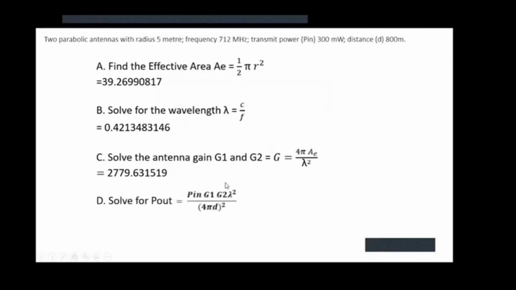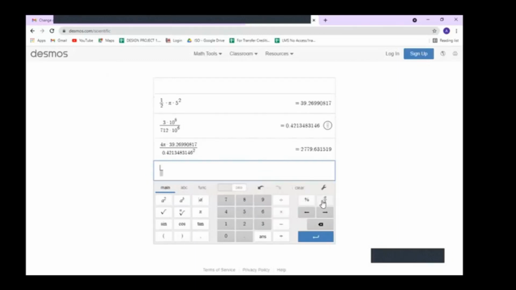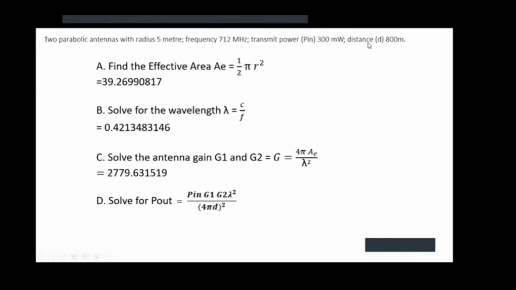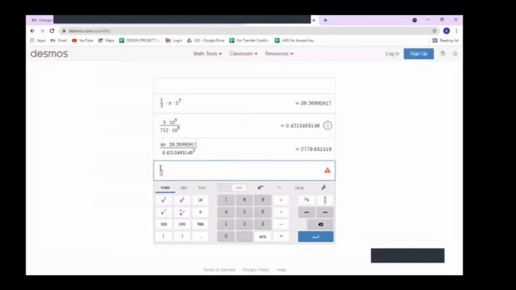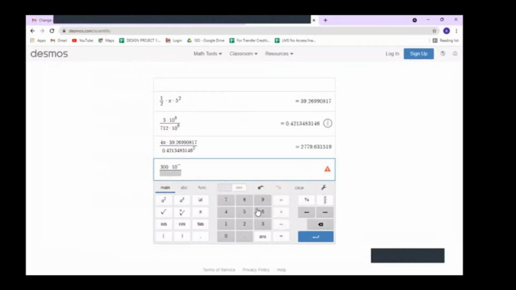Now let us solve for P out. Our P out has the formula P in, gain 1, gain 2, lambda squared, all over 4 pi D quantity squared. For our P in, we have 300 milliwatts. When we say milliwatt, that's 300 times 10 raised to negative 3. Do not forget the negative 3 because it's in milliwatts.